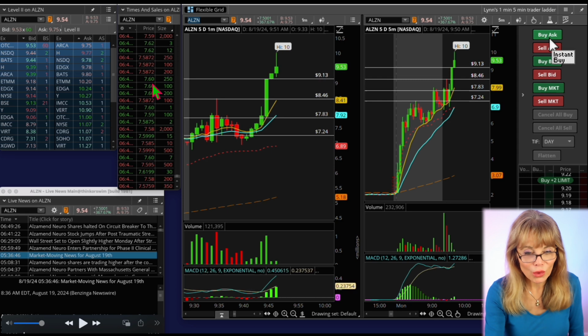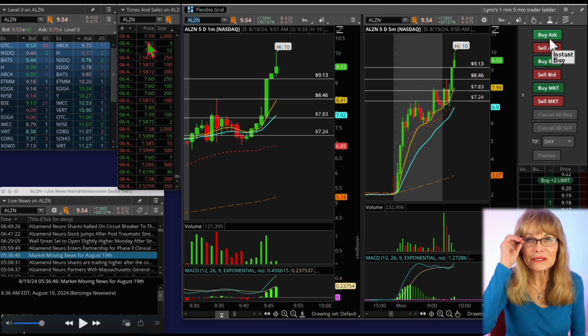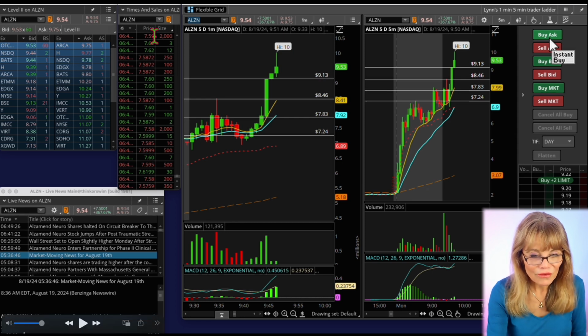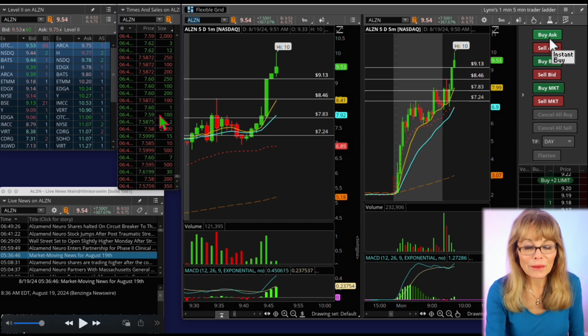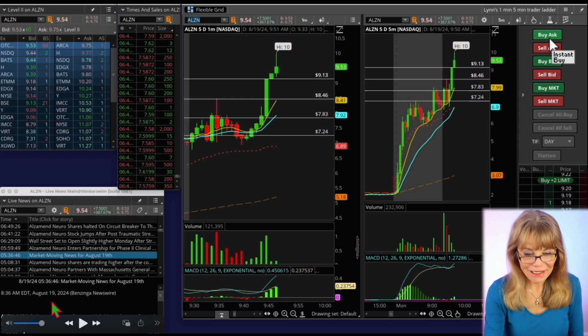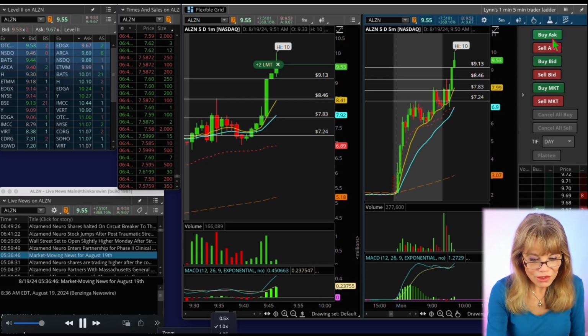We're looking for more green flowing through the tape. That means that more people are hitting the ask. If they hit the bid, they're going for a cheaper price, so it shows as a red print. You can see this stock had news on this particular day. It was on August 19th. So I'll go ahead and play this. I'm going to speed it up so we can get through it and understand it a little better.